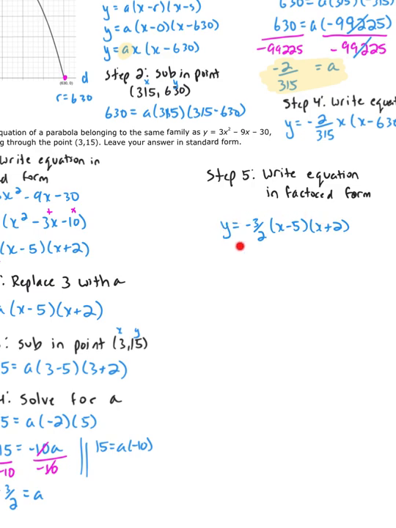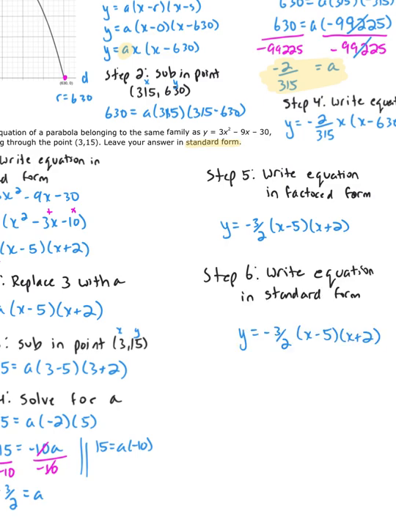So this question would be done if the question asked for it in factored form or didn't specify the form that it wanted. This is an equation. However, this question asked for it in standard form. So now that we have it in factored form, we need to expand it to then put it into standard form. So this requires an extra step because the question is asking us to do a little bit more.